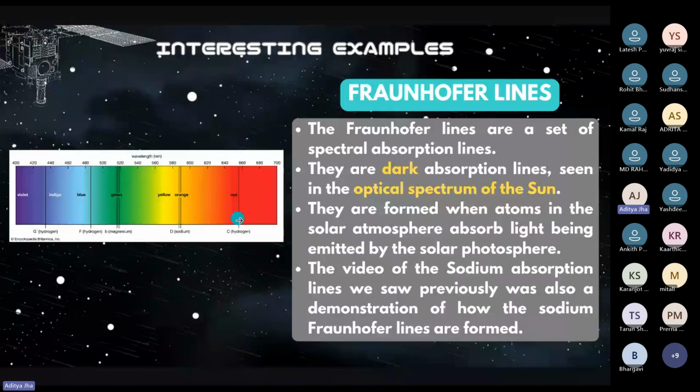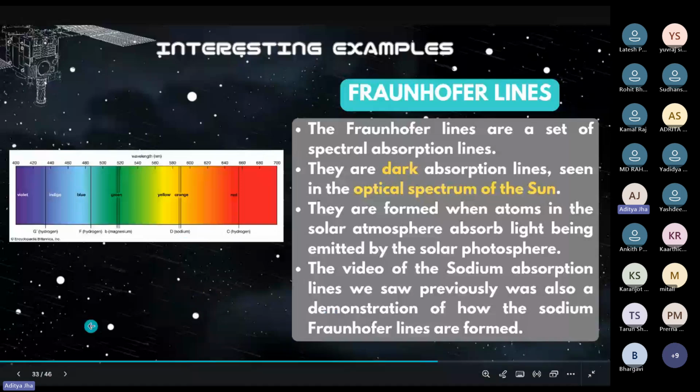And you can see dark lines in the visible region. One interesting thing was that the video we saw previously on the sodium absorption lines is a demonstration of how the sodium dark line is created. You can see here that in the Fraunhofer lines, there's a line created by the sodium in the solar atmosphere. That video was a simulation of how those Fraunhofer lines are created and how they appear to us, right?